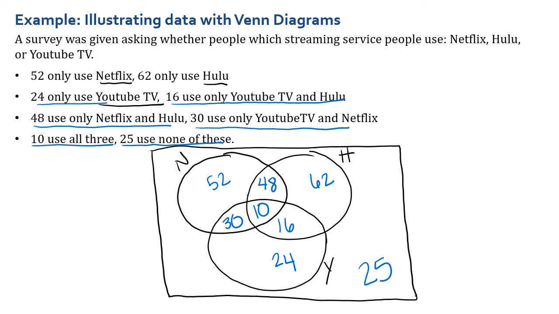We can even use that to figure out how many people total were in this survey. And to figure that out, we would add up 52 plus 48 plus 62 plus 24 plus 16 plus 30 plus 10 plus 25.